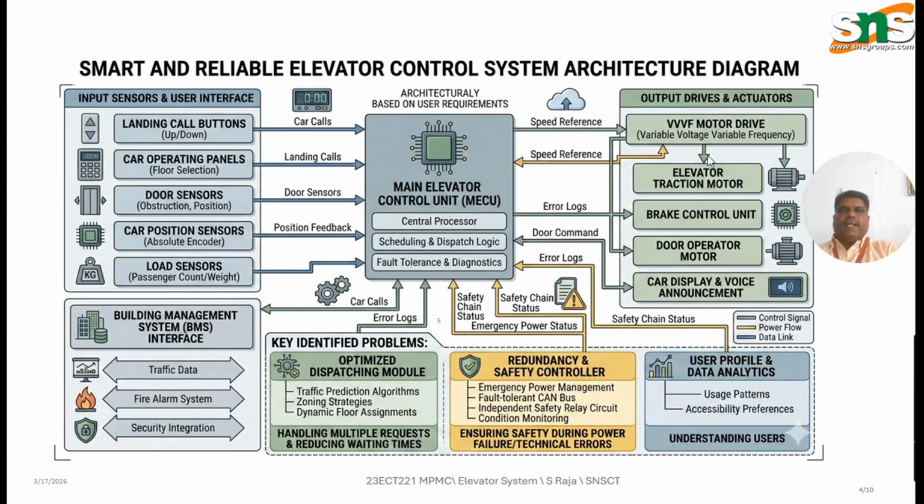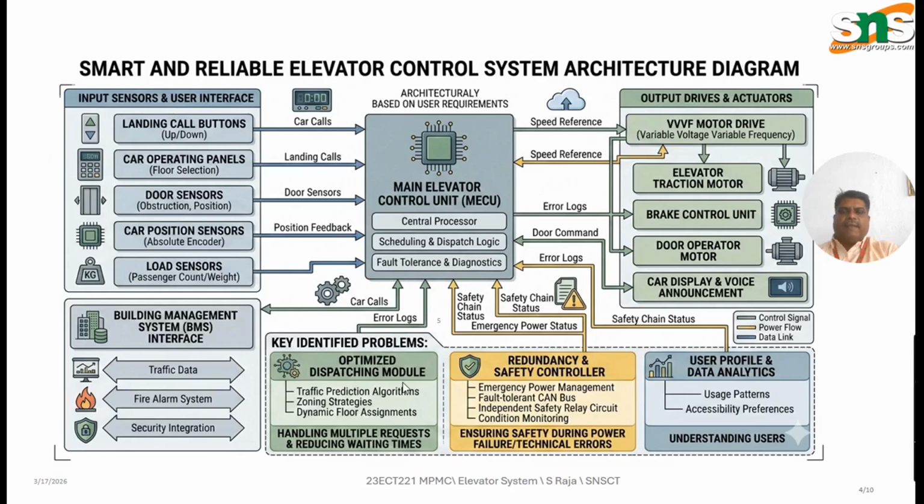And some of the outputs which we need to derive are output drives and actuators, which are given to a variable voltage, variable frequency motor drive, elevator traction motor, brake control unit, door operator motor, and a car display and voice announcement. Sometimes if you reach the third floor, these messages are displayed.